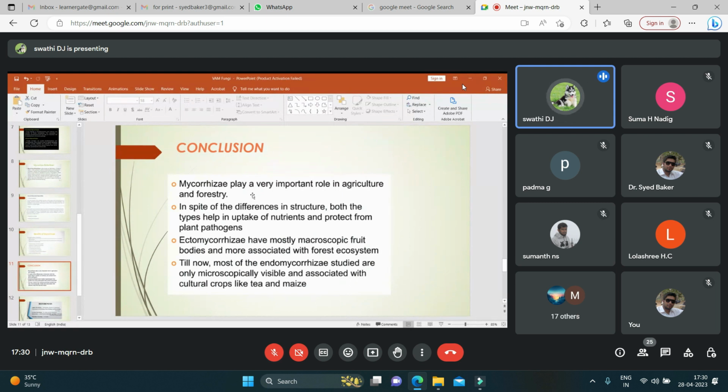Conclusion. Mycorrhizae play an important role in agriculture and forestry. In spite of the differences in structure, both the types help in uptake of nutrients and protect from plant pathogens. Ectomycorrhizae have mostly macroscopic fruit bodies and are more associated with forest ecosystems. Till now, most of the endomycorrhizae studied are only microscopically visible and associated with cultivated crops like tea and maize.